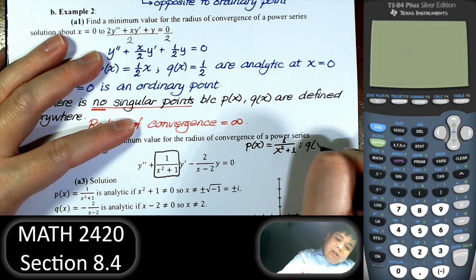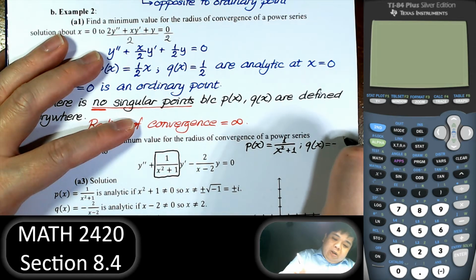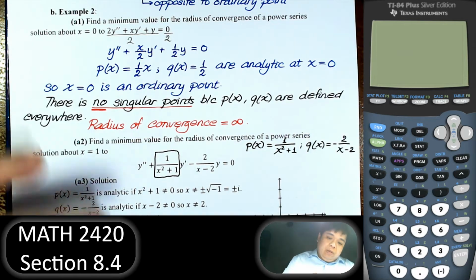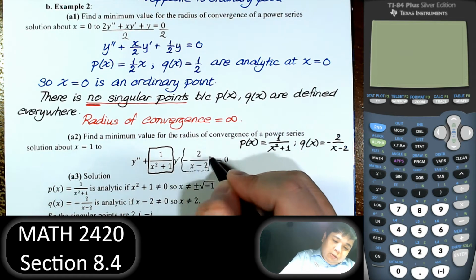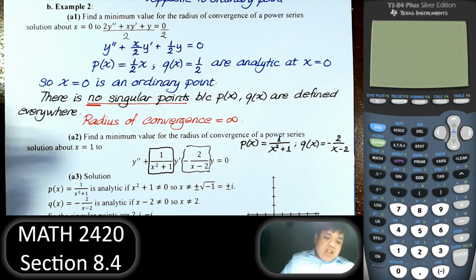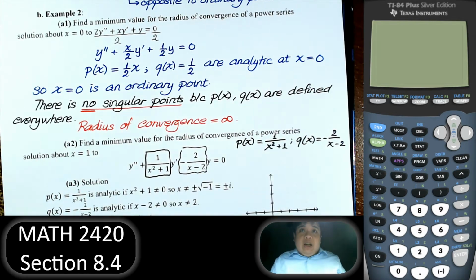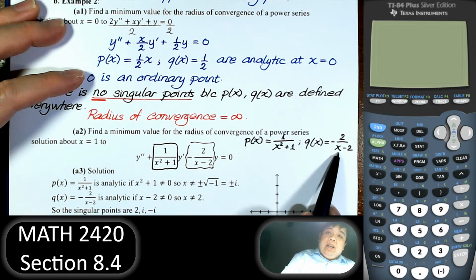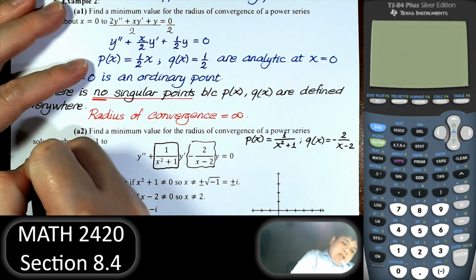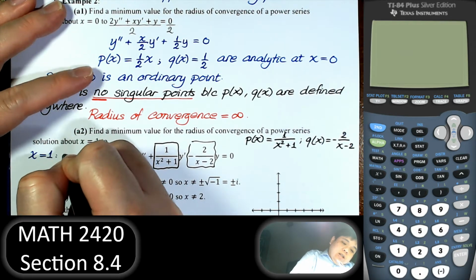And k of x is -2 over x minus 2. Now, at x equal to 1, p of x and k of x are defined. So x equal to 1 is an ordinary point, because if you put 1 in here, the functions are defined.